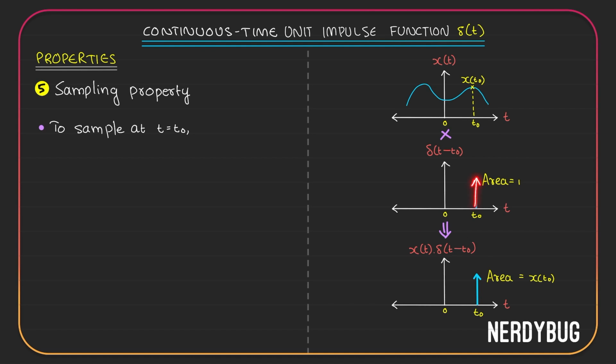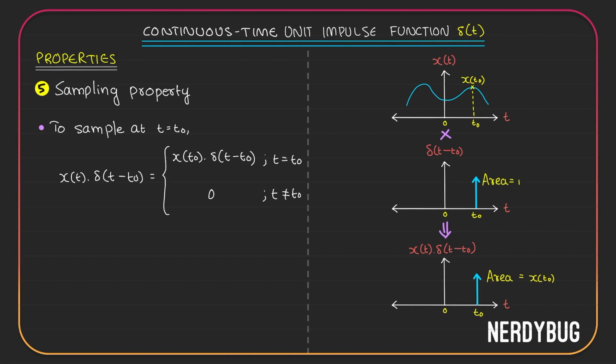So you will have the impulse over here, and when you multiply x of t with a time shifted impulse, the output will only have value at t naught. Your output is going to be at t naught and its area is going to be x of t naught. So you can say you sampled the function x of t at t naught. Mathematically, we can write it like this: x of t multiplied by delta of t minus t naught. You will get x of t naught at t naught when t is equal to t naught. Otherwise, if t is not equal to t naught, you will get 0.